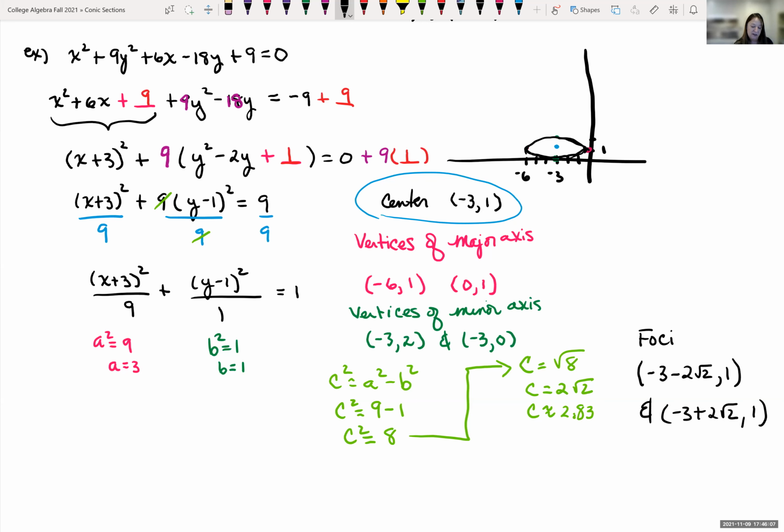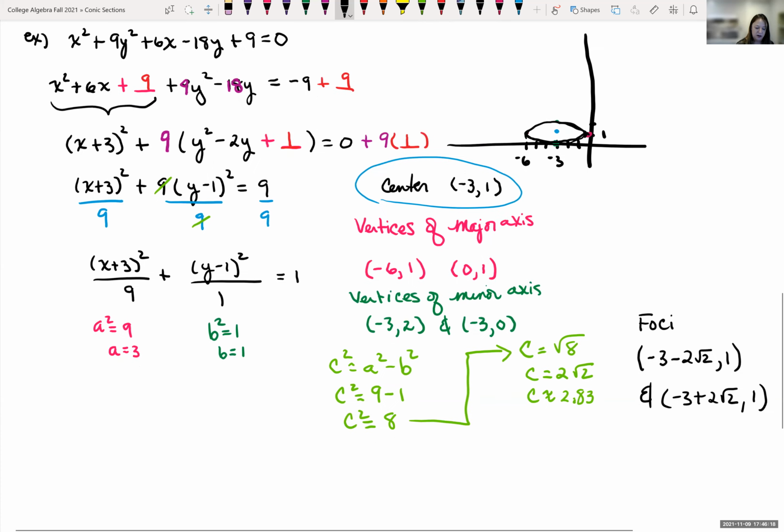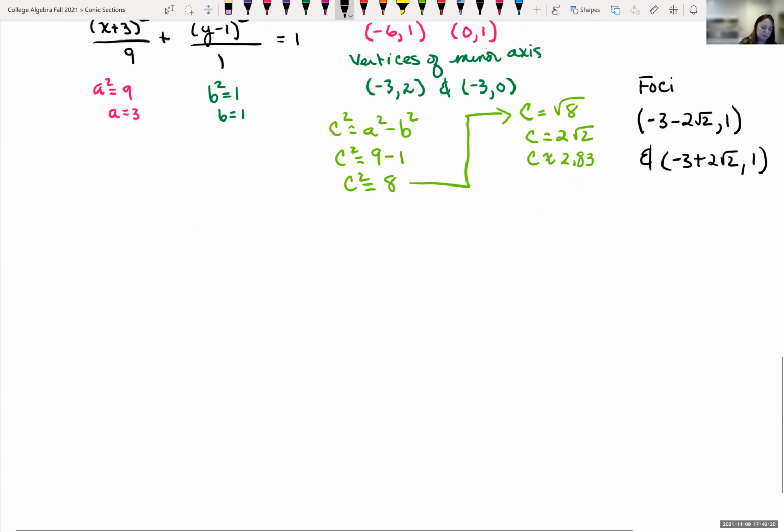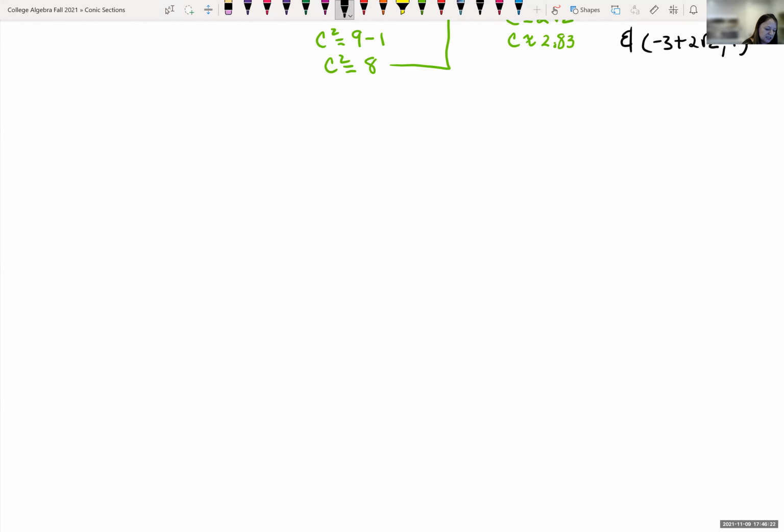So if you're given information about the ellipse and not the equation, and asked to find the equation, do the same thing that we were doing with the parabola. Start plotting your points, and then you should be able to tell information about that ellipse. Usually you can tell which formula you're going to need to use.